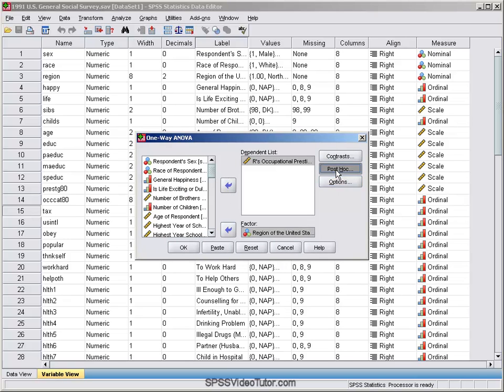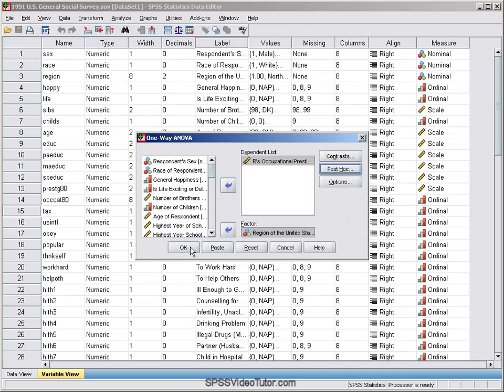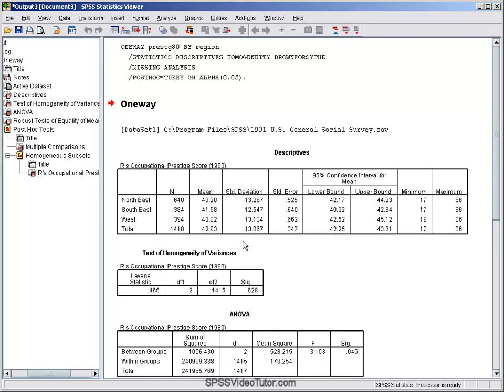Next, we go to Post Hoc and we select Tukey under Equal Variances Assumed, and then under Equal Variances Not Assumed, we select Games-Howell. We click Continue and then click OK. Now let's review the results of the ANOVA in the SPSS output window. Okay, the first thing we see always is our syntax that was actually executed for this analysis.